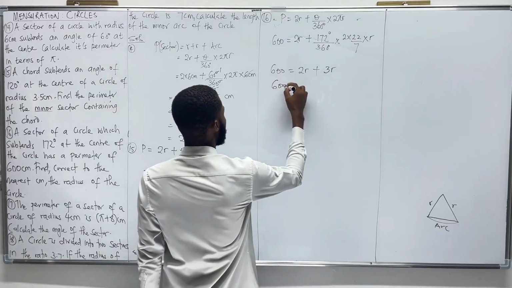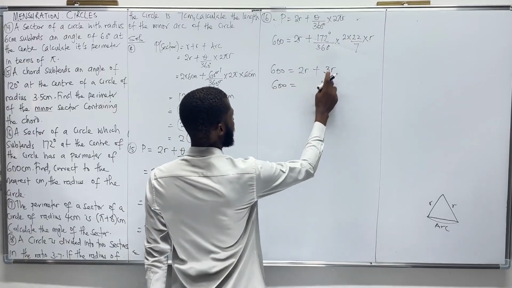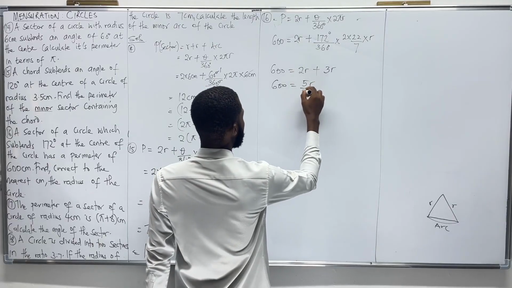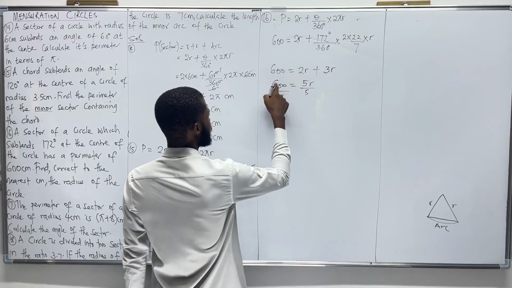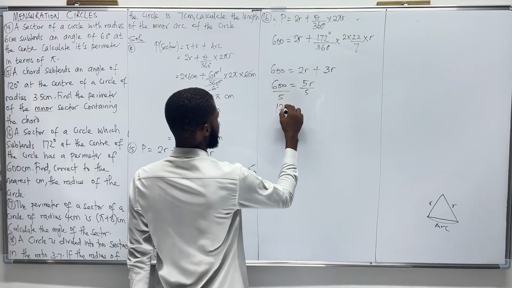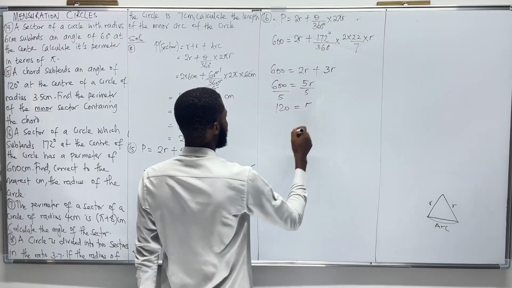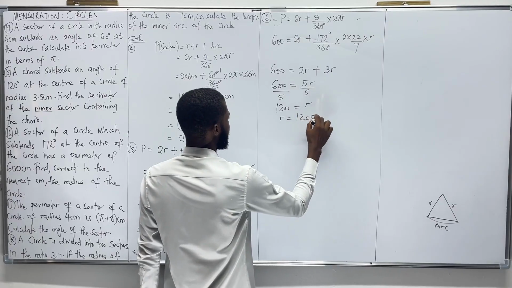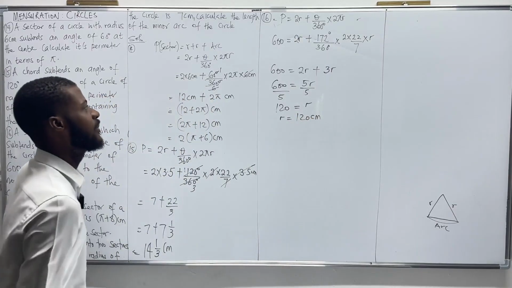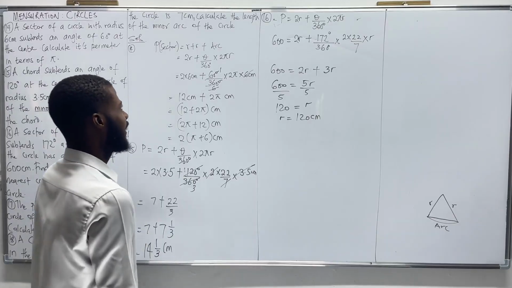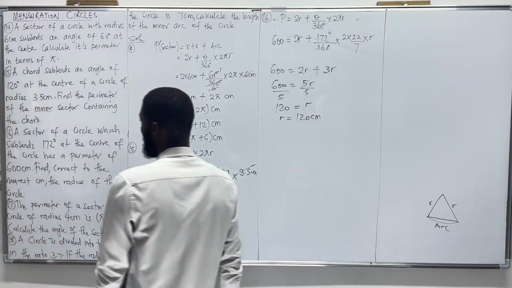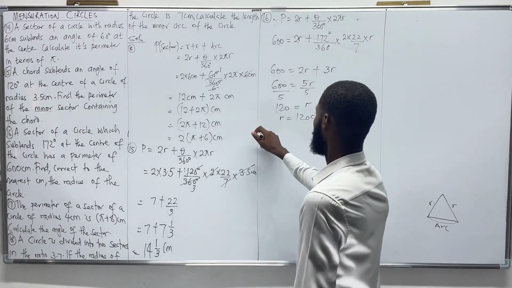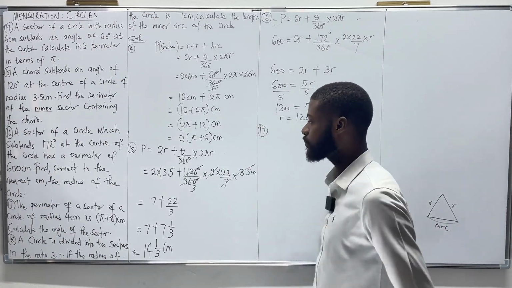So this is 600 equals 2r plus 3r, which is 5r. So to get the value of r, we're going to divide both sides by 5. So 600 divided by 5, that's 120 equal to radius. So r is equal to 120 centimeters. That's big. Okay, so that's what we have for question number 16.